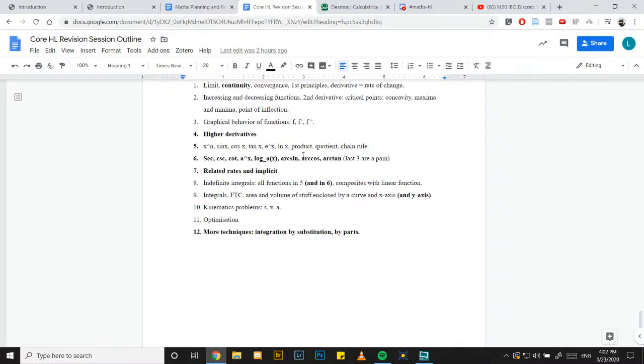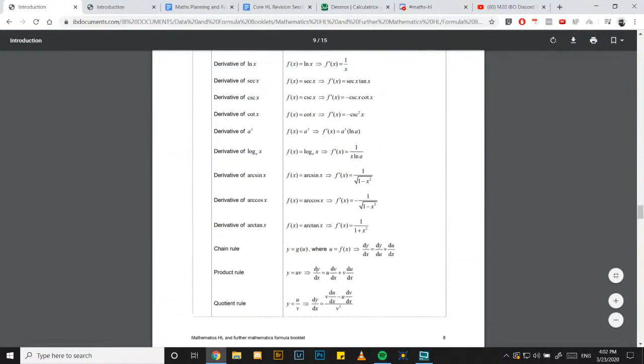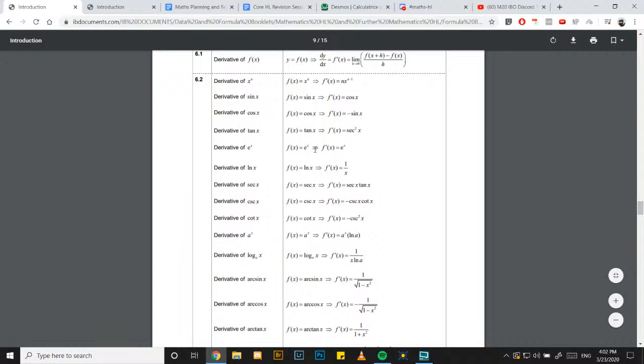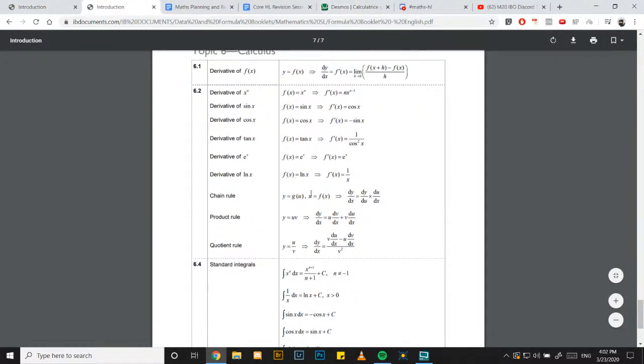Now for both SL and HL, you should be able to differentiate almost every function. However, I find that it's more important that you understand how to do it rather than memorizing everything, because at the end of the day, you have this big formula booklet which has everything you need to know. And I think SL has the exact same thing. You have it in here. Now, it comes down to making sure that you understand what these things mean and what you're doing when you do this.